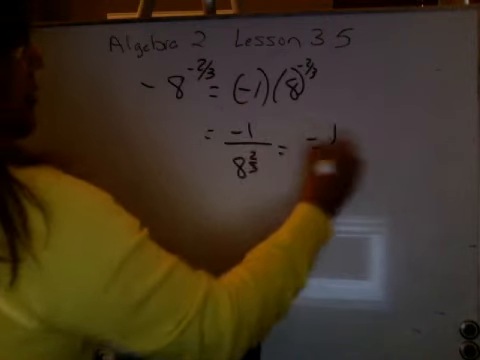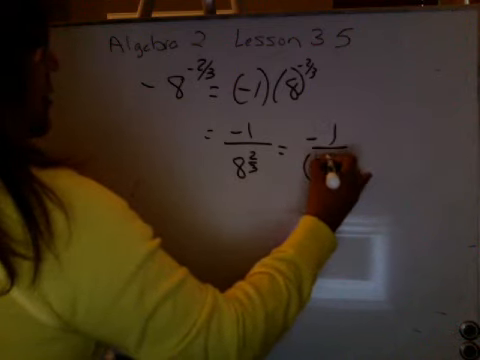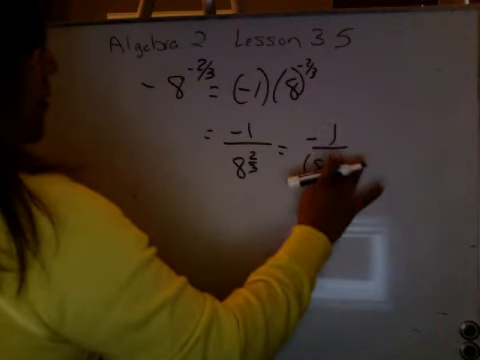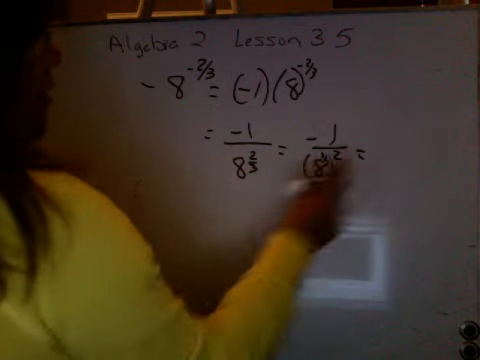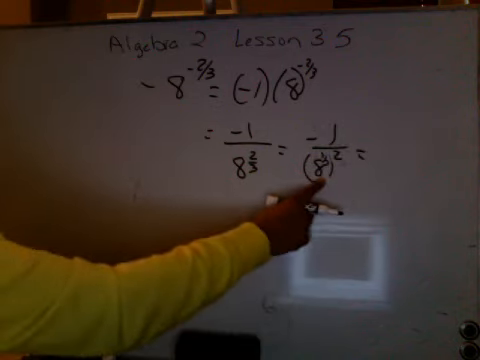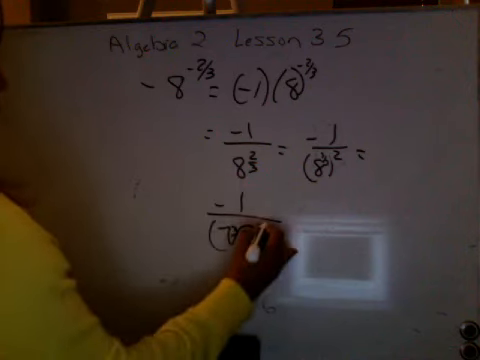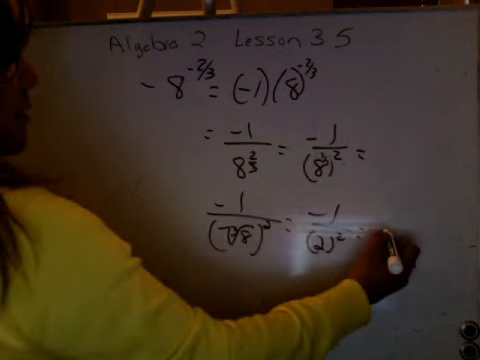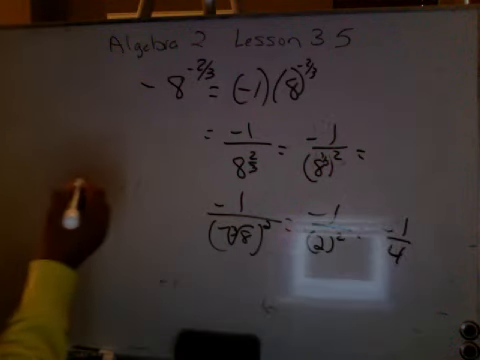So now I'm going to break it up into 8 squared raised to the 1/3 power, or I could make it 8 to the 1/3 squared. Well, I know the cube root. That means the cube root of 8. So negative 1, the cube root of 8, and then squared gives me negative 1 over 2 squared, or simply negative 1 over 4. Negative 1/4 is your answer.